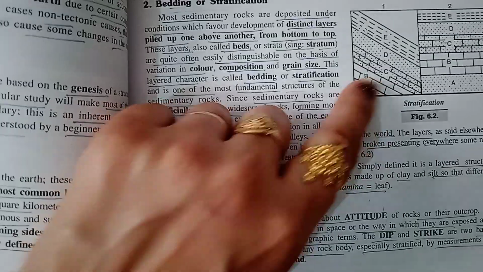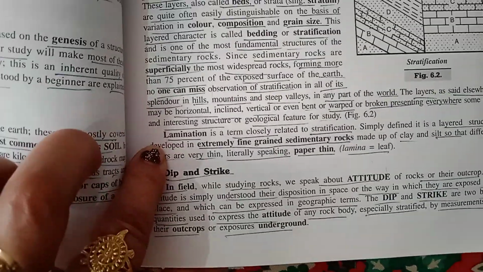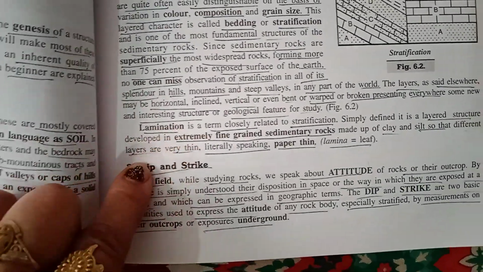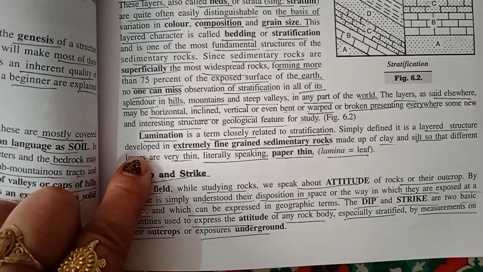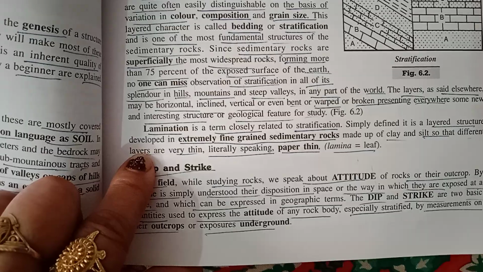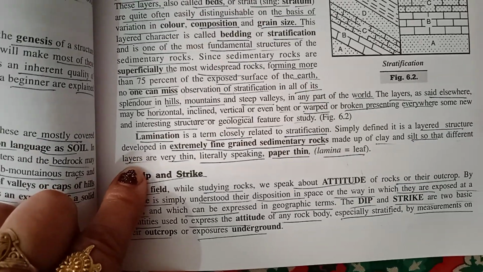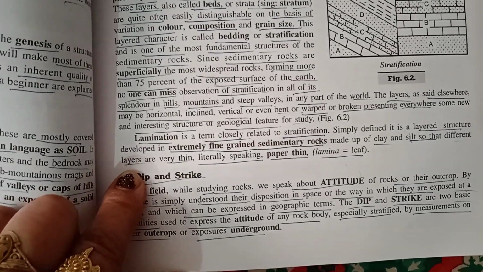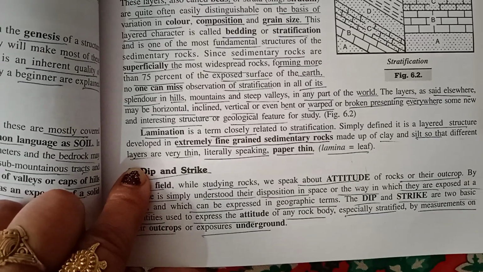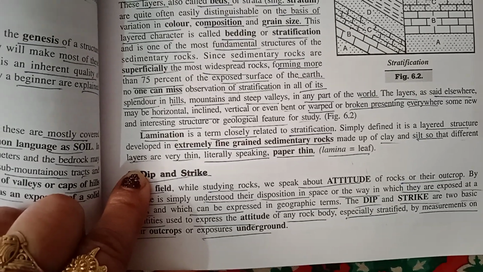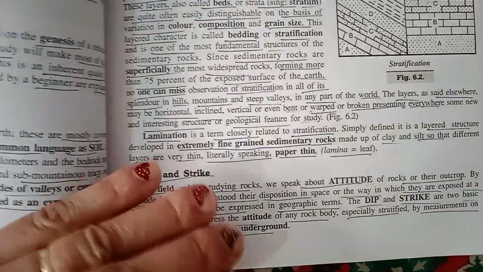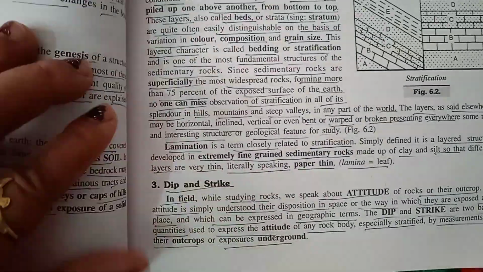This indicates stratification. So lamination is a term closely related to stratification. Simply defined, it is a layered structure developed in extremely fine-grained sedimentary rock made up of clay and silt, so that the different layers are very thin. Literally speaking, paper thin. Lamina is equal to leaf, meaning leaf-like laminas, layer by layer overlapped. Thank you.